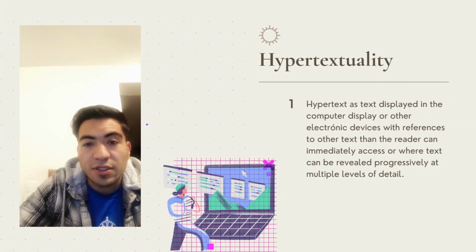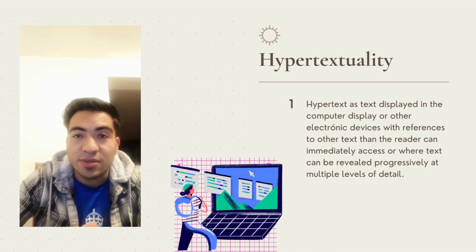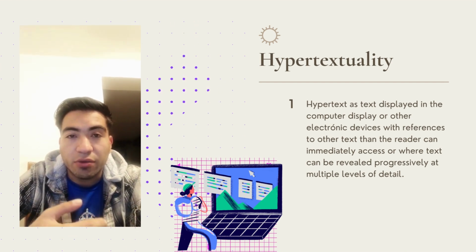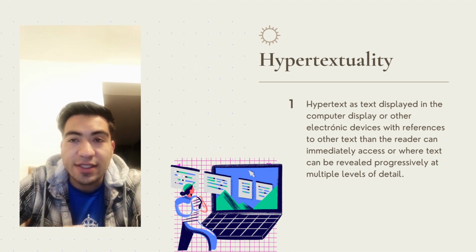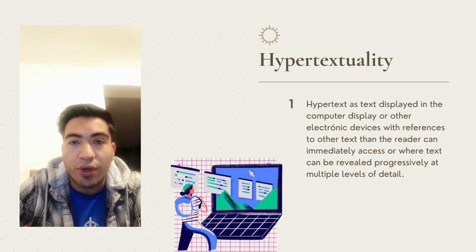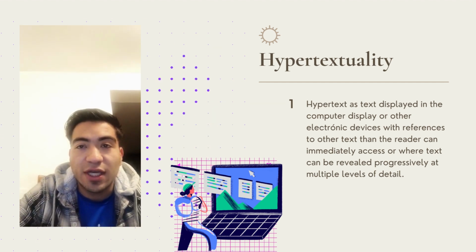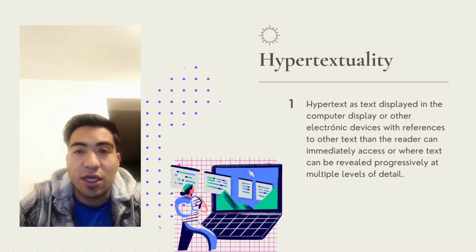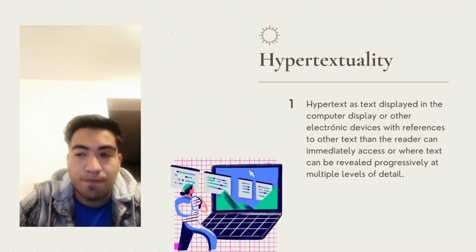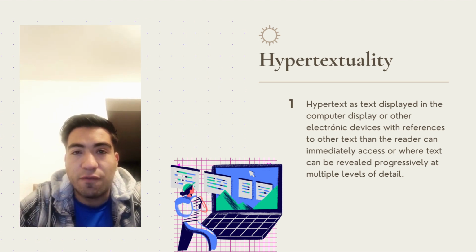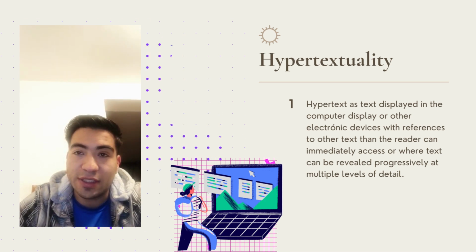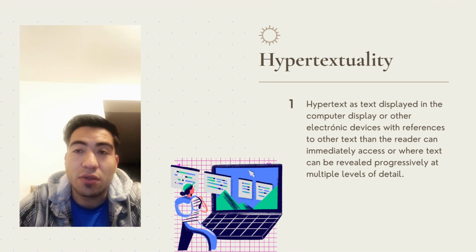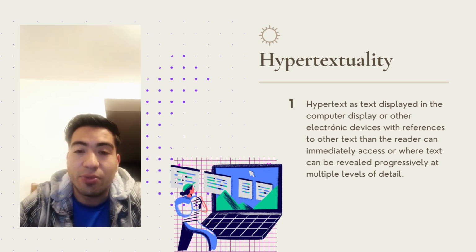Okay, in this case, I'm going to talk to you about hypertext as text displayed on a computer display or other electronic devices with reference to other text that the reader can immediately access, or where text can be revealed progressively at multiple levels of detail. Hypertext documents are interconnected by hyperlinks, which are typically activated by a mouse click, key press, or by touching the screen. Apart from text, the term hypertext is also sometimes used to describe tables, images, and other presentational content formats with integrated hyperlinks.